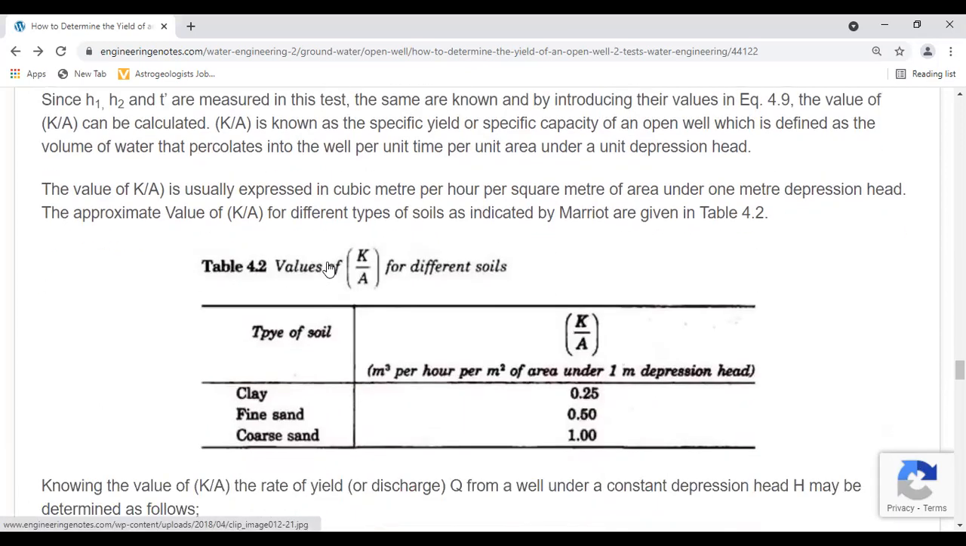Here, values of K by A for different soils. Here K by A in meter cube per hour per meter square of area under 1 meter depression head. Clay is equal to 0.25, fine sand 0.50, coarse sand 1.